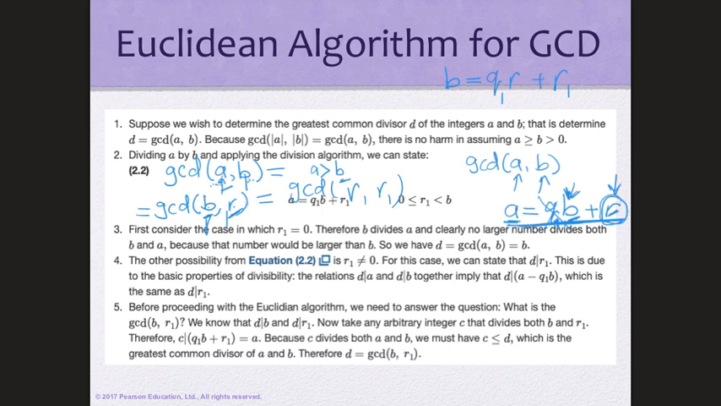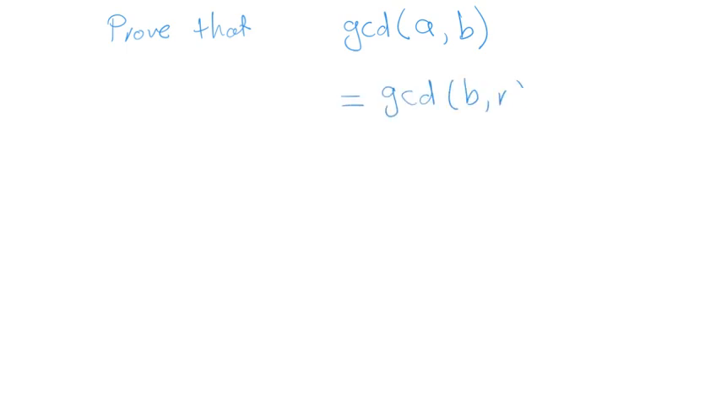Okay, one question for you. Try to think of this together. Prove that the greatest common divisor of A and B is equal to the greatest common divisor of B and R, where A is equal to Q times B plus R. So R is the remainder of dividing A over B. Can you prove this?